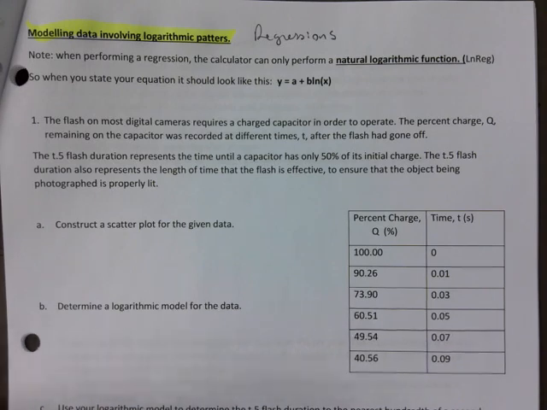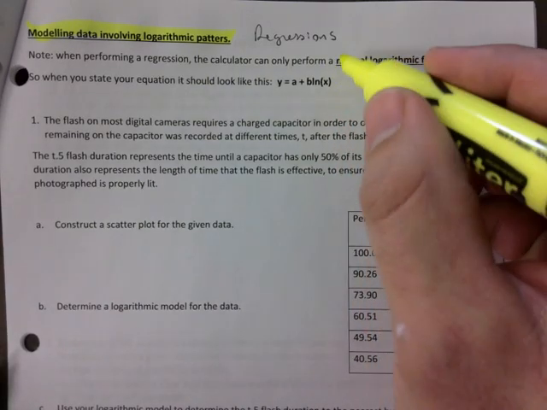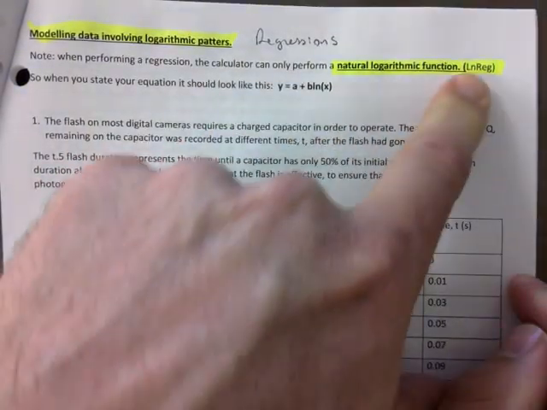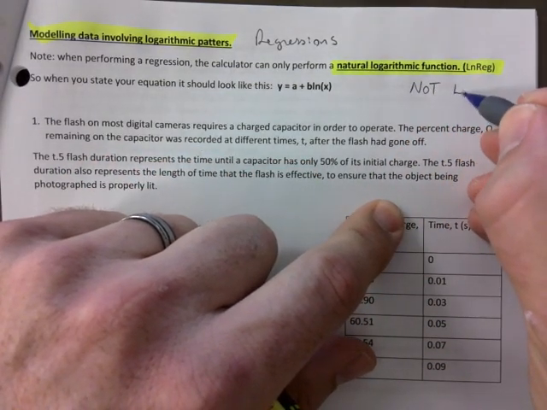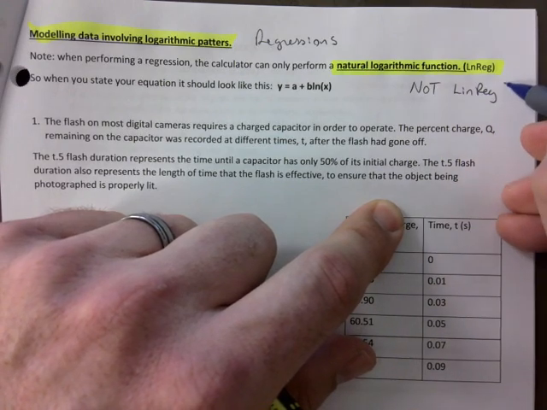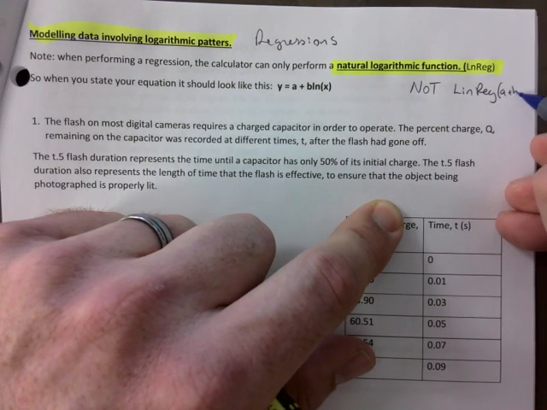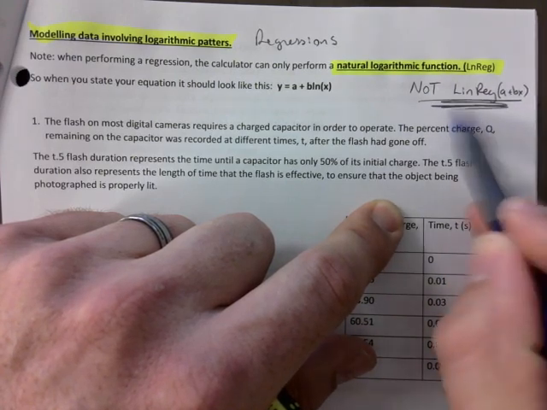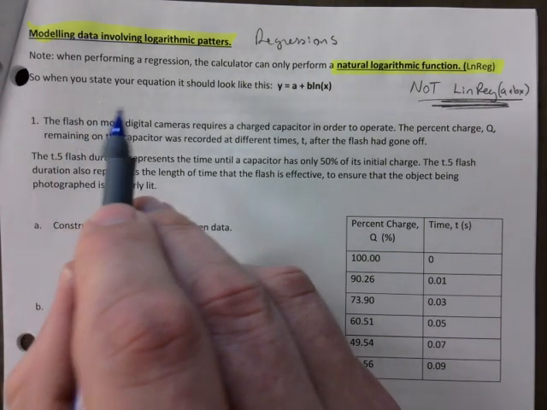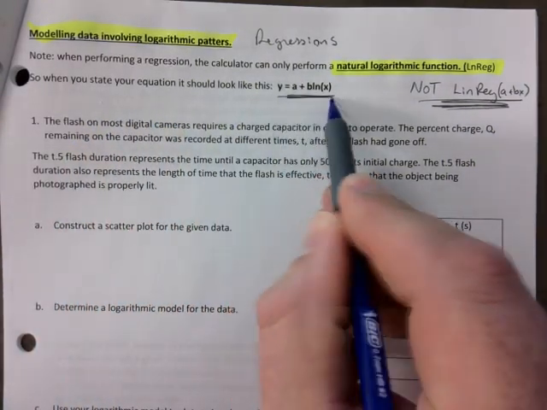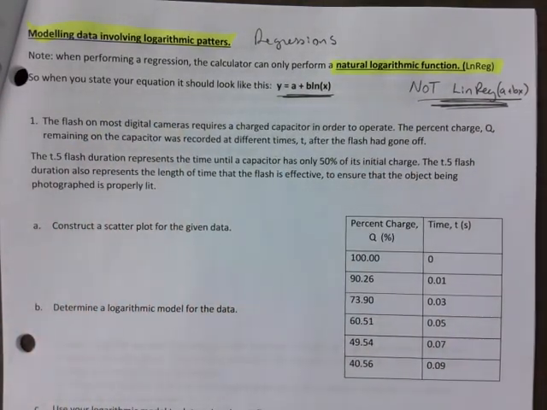Note, when performing a regression, the calculator can only perform natural logs. Okay, very important. I'm going to just say it, not LinReg. This is the a plus bx one. Do not use that one. That is linear regression. You're going to get a totally wrong answer, completely off. So when you state your equation, it should look like this. Let's do first a question here.